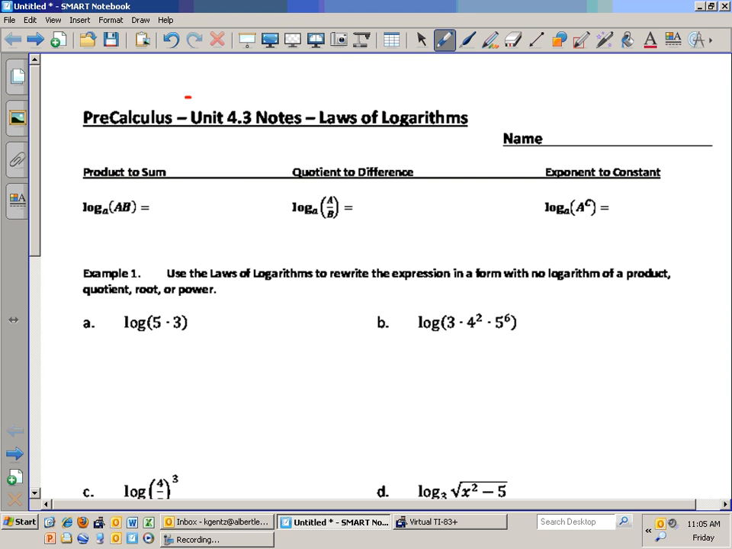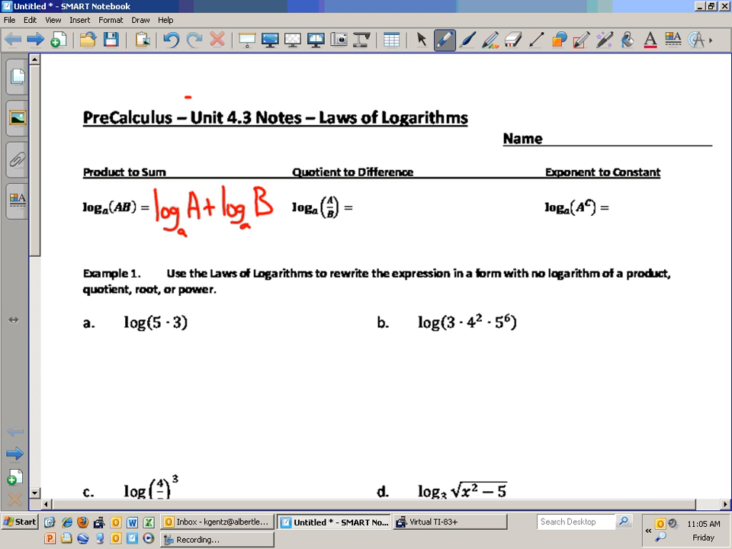And the first rule that we learned is the product to sum rule. And it says this. If you have the log base a of a times b, that's equal to the log base a of a plus the log base a of b. That's what we have. I apologize that the printout came in two pieces. I swear I pressed the right button, but it didn't work out, apparently.